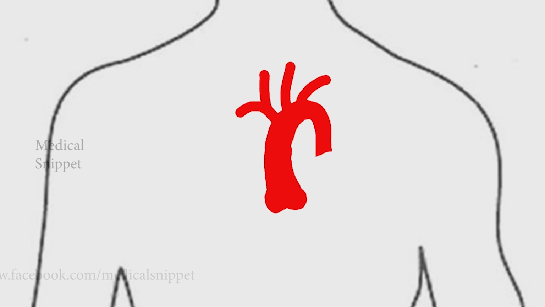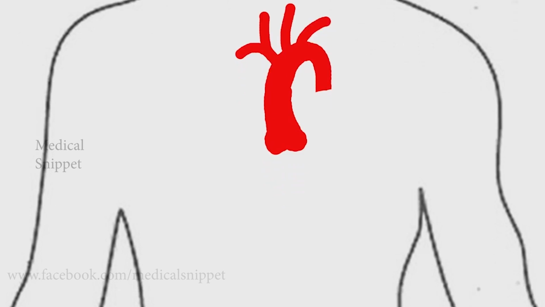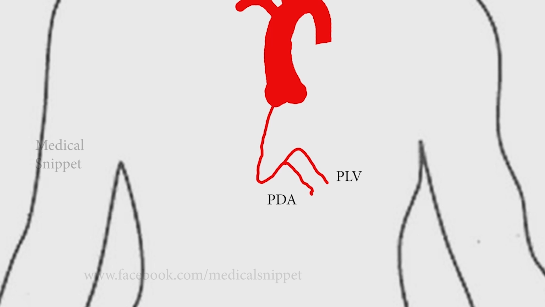Let's for a moment remove the descending thoracic aorta to see the coronary arteries. Right coronary artery courses along the atrioventricular groove. It gives rise to posterior descending artery and posterolateral ventricular branches. It also gives acute marginal branches.